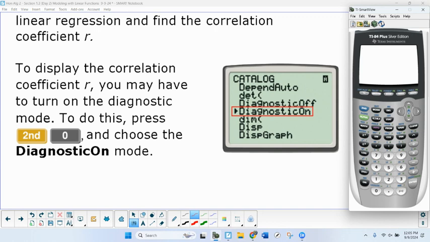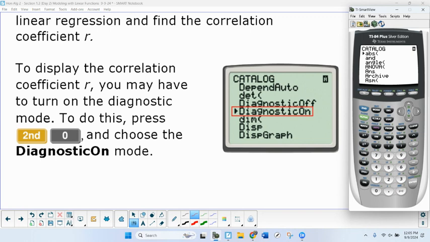So what you're going to do is you're going to hit the second function, and then catalog, which is above the 0. This is a catalog of every single function that your calculator has in alphabetical order. Now, if you want, you can just scroll down until you get to the D's, but that's annoying. If you notice in the upper right-hand corner, you're in what's called alpha lock. Do you see how that capital A is there? That means it's in alpha lock.